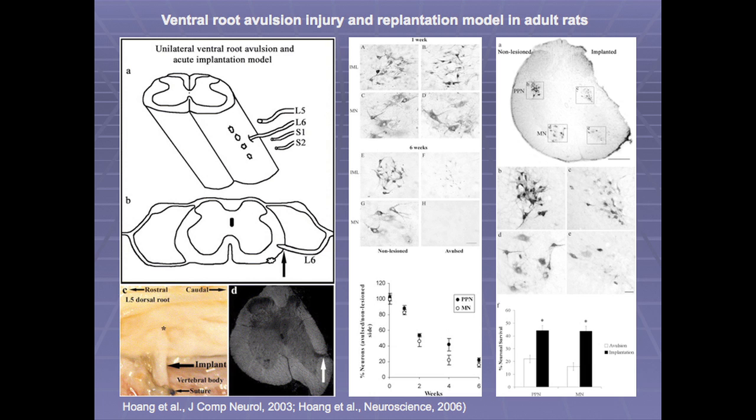And what we found was that this kind of injury leads to a lot of changes inside the spinal cord, but also includes loss of both motor neurons and the autonomic neurons. So this injury is actually lethal to nerve cells, and it's also lethal over time. So there's a time course here.